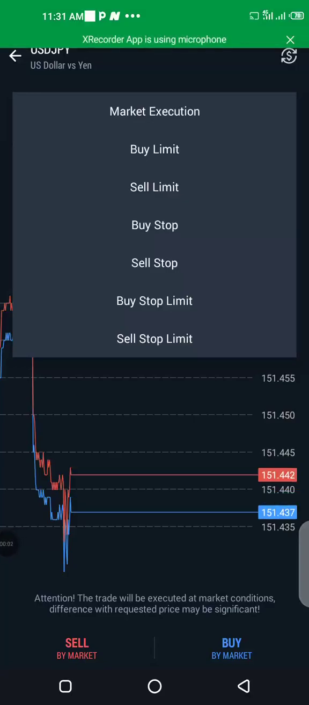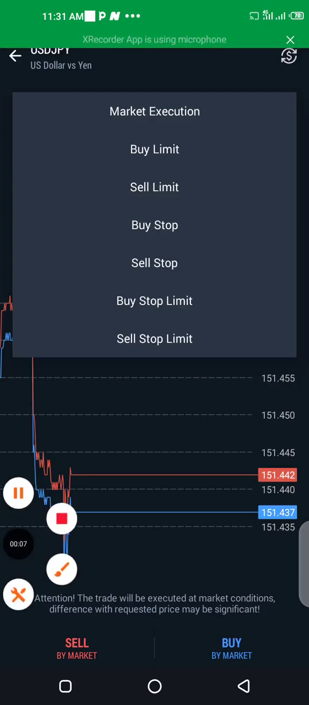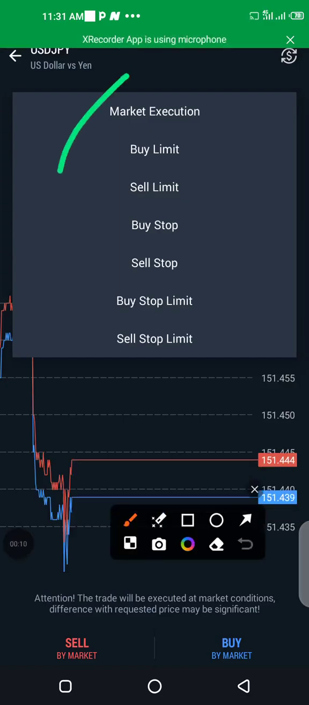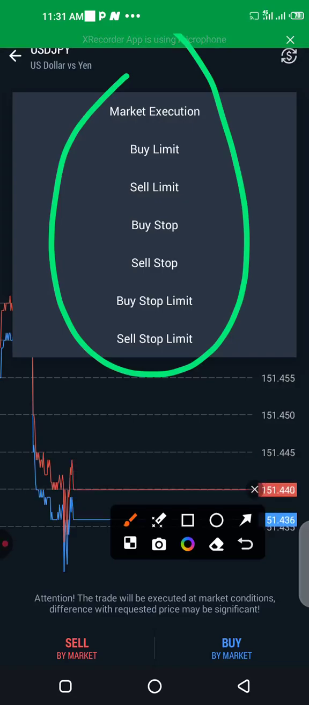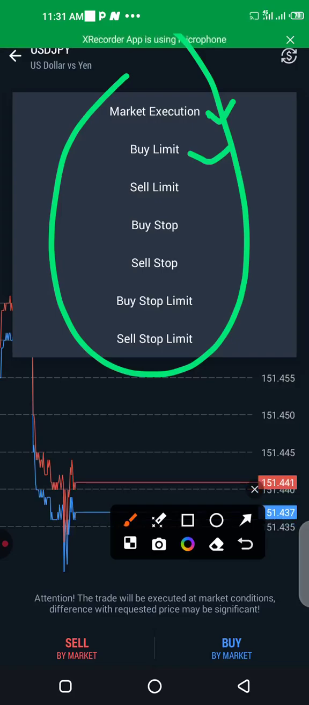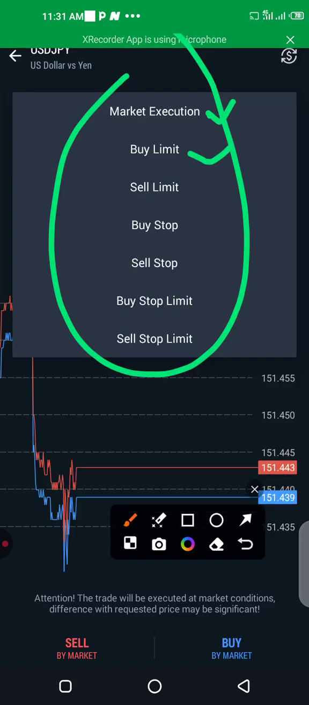Now, for the last one, we have order types. We have these various sets of order types, from market execution to sell stop limit. Okay, so we have market execution, buy limit, sell limit, buy stop, sell stop, buy stop limit, and sell stop limit. Now, these are all various order types which you can use to place your order either to sell or to buy. Buy limit simply means you want to buy when the price gets to a particular limit. Sell limit also, you want to sell when the price gets to a particular limit.